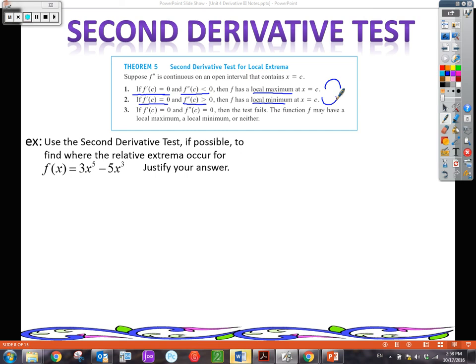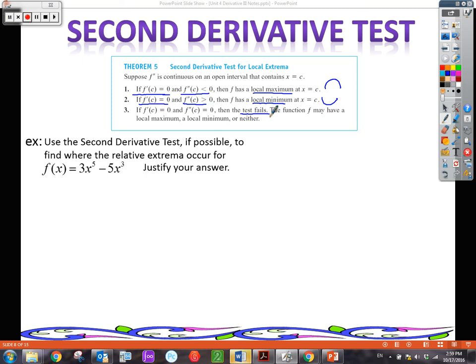Then the third part is if the first derivative is 0 and the second derivative is 0, the test fails. Another reason why it's not my first choice is because it could fail. So there we go, that is the test. When it fails, it just means it doesn't give you the information that you need. Who knows whether there's a relative extrema there or not. You would have to find another way to figure that out.